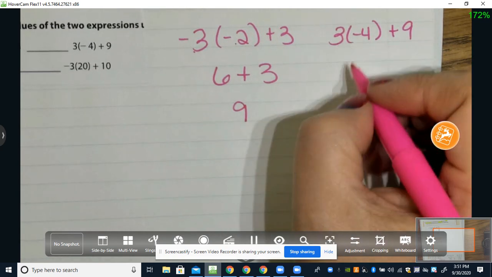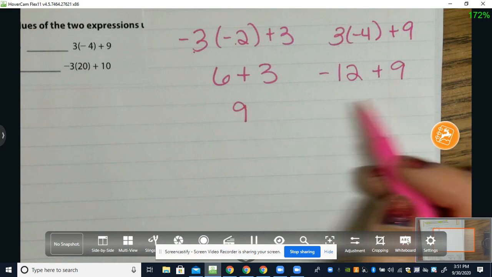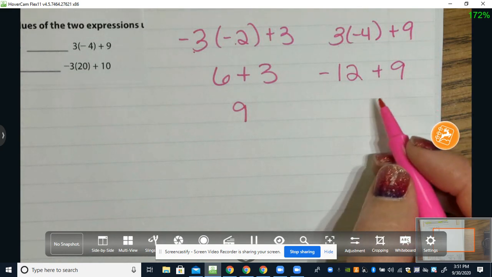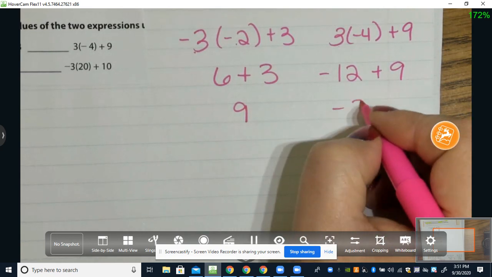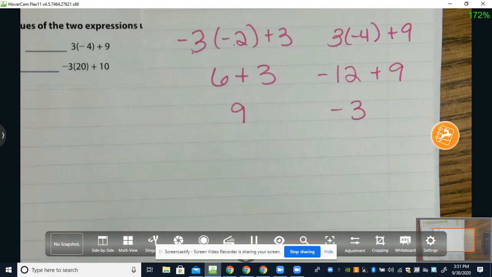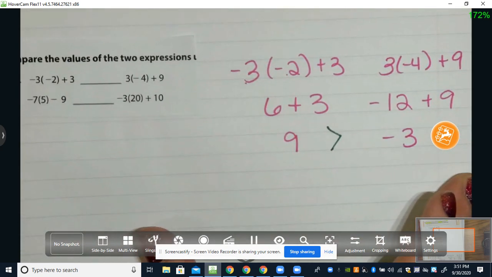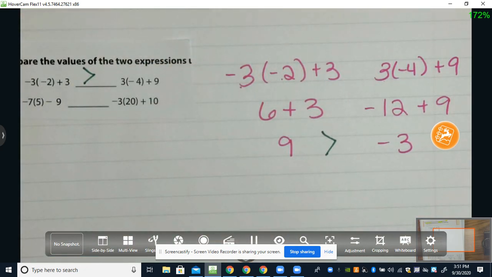3 times negative 4, well, that gives me a negative 12 plus 9. So I have different signs, so I'm going to subtract. 12 minus 9 gives me 3. I have more negative than I do positive, so it would be a negative 3. So we can say 9 is greater than negative 3. So if we come over here, this expression is greater than that expression.